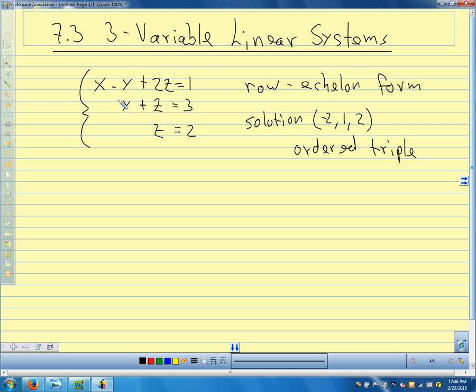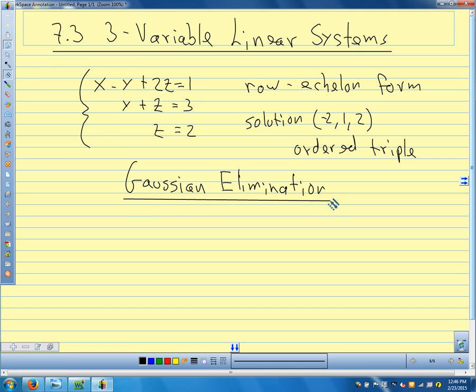So some of our problems will say get your three variable system into row echelon form. That's what they mean, to make it look like this with a stair-step pattern. And the procedure we're going to use is called Gaussian elimination. That's the process we're going to use to get our system into row echelon form. It's named after Carl Friedrich Gauss, who developed the method.